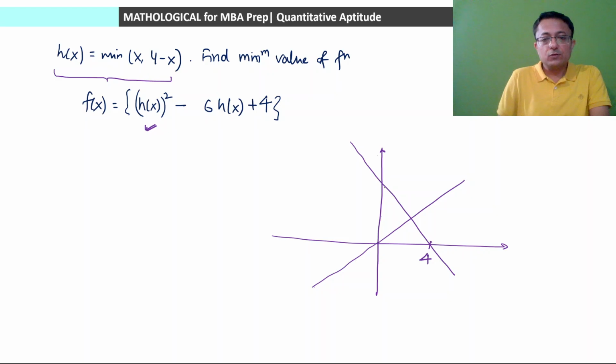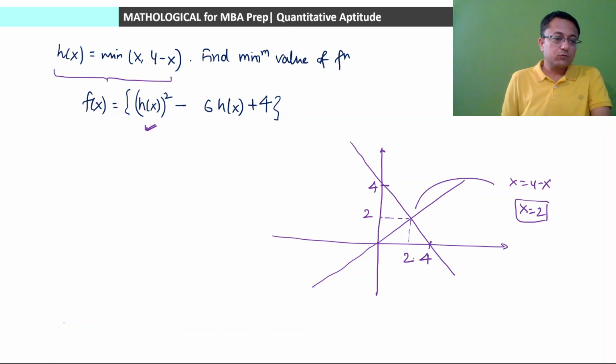4, 0 and 0, 4. And this intersection point will be at x equal to 4 minus x. That is at x equal to 2. And at x equal to 2, this will also be equal to 2. This is our intersection point. And h(x) is the minimum of these two.